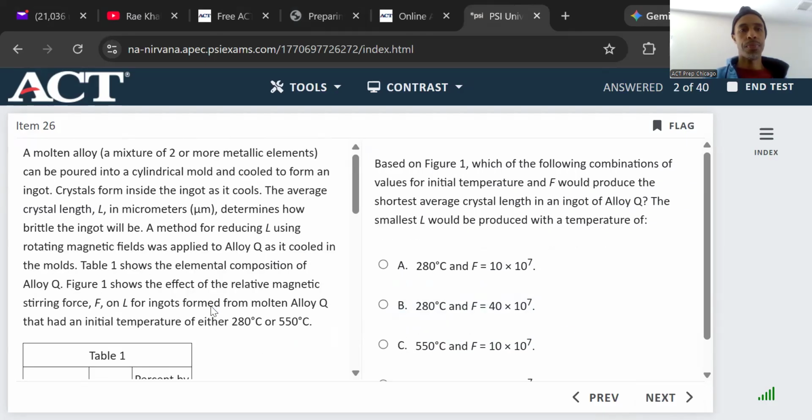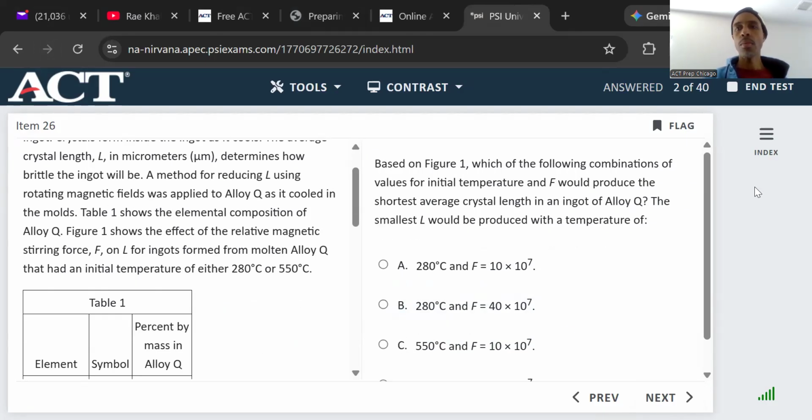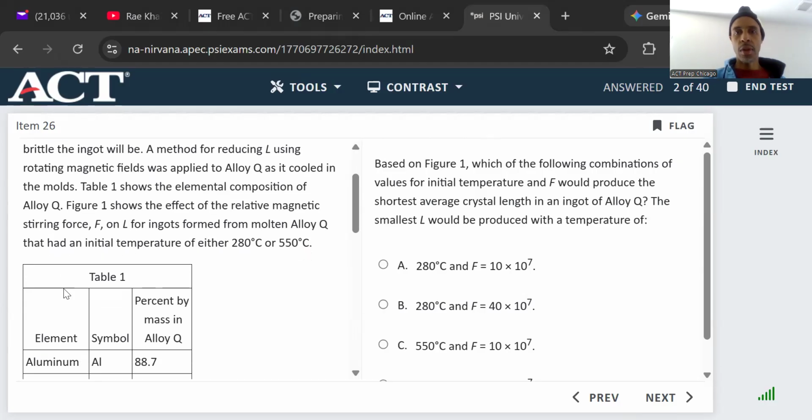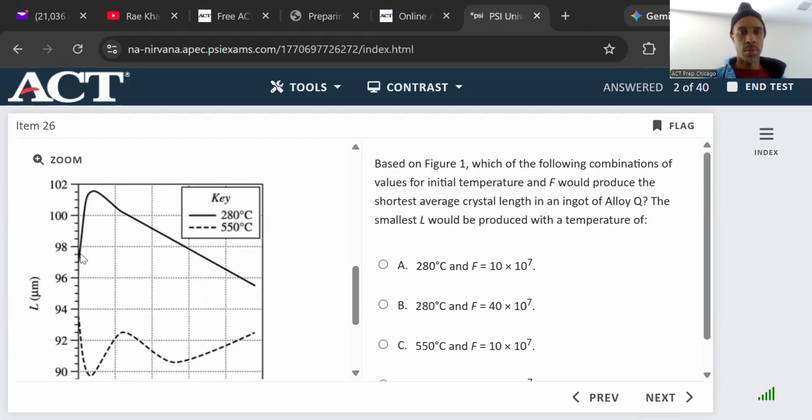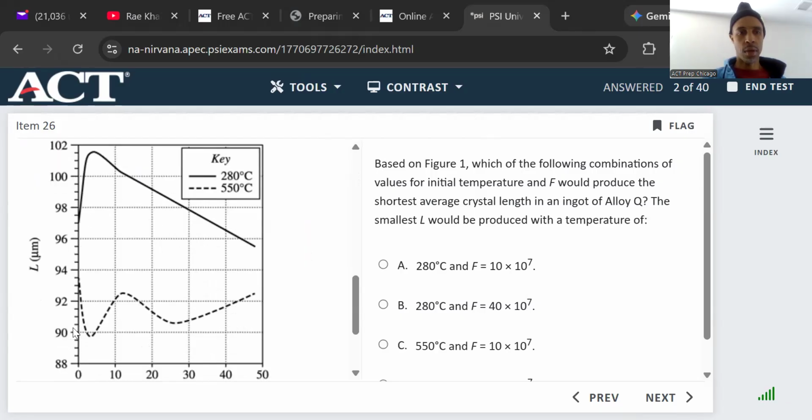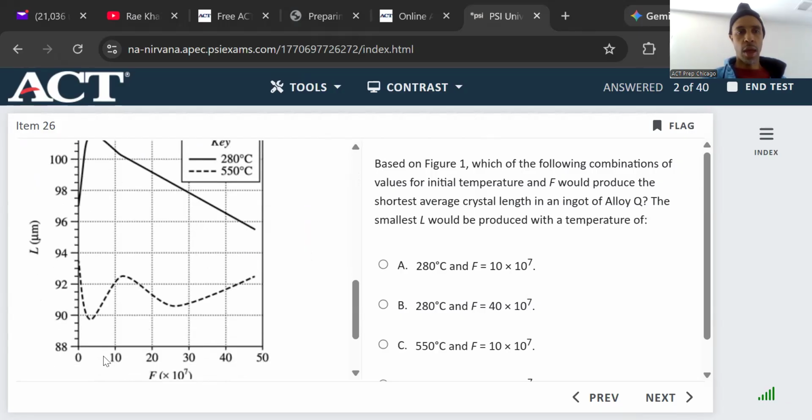Okay, based on figure one, what combination of values for initial temperature and F would produce the shortest average crystal length in an ingot of alloy Q? The smallest L would be produced at a temperature of... Okay, so based on figure one, just find the combination of values for initial temperature, 280 or 550, and F that would produce the shortest average crystal length.